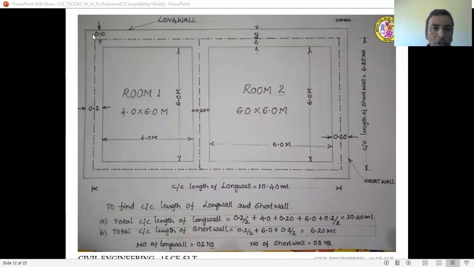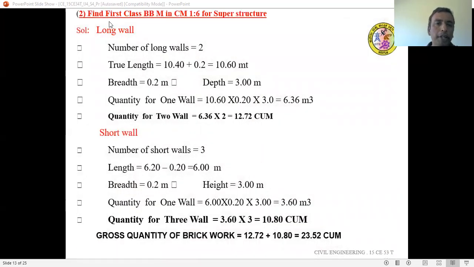Number of long walls is equal to 2, one from here and one from here. Number of short walls is equal to 3, one from here, one from here, and one from here. Next, you have to find out the first class bond brick masonry in cement mortar 1:6 for the superstructure.